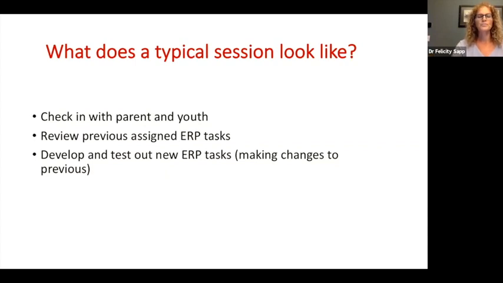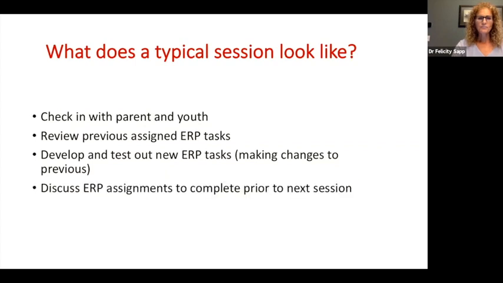Because it's really important to see how they're doing with something new before you ask them to practice that at home. And with children, I'll have parents in that session observing me doing ERP, and then maybe participating and then even leading it. Now, finally, at the end, you're going to talk about what assignments they're going to be doing next time. And those are going to be the things that you did practice in the session.